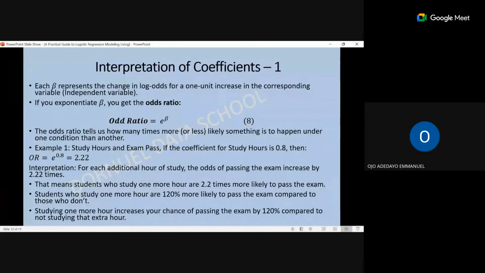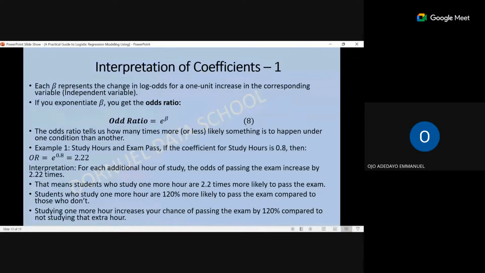Let's look at example 1. We want to check the study hours and whether a student passes the exam. If the coefficient, that is your beta, is 0.8, the coefficient that you are seeing here is not the probability. Please take note of that. The coefficient, which is the beta, the weight of that particular variable, the studying hour, the independent variable, is 0.8.